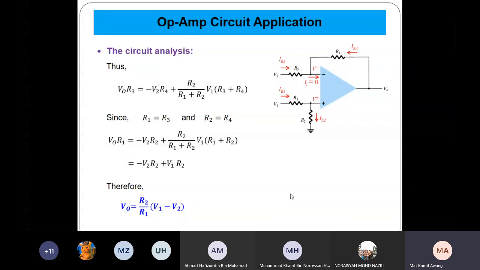It's possible because it can be any value. R1 can be any value, R3 can be any value. It doesn't have to be the same. So if it's not the same, therefore the ratio will be different, whether bigger or smaller. Yes. So if I want to make it easier for you, I will give you the same value lah. R1 equal to R3 and R2 equal to R4.